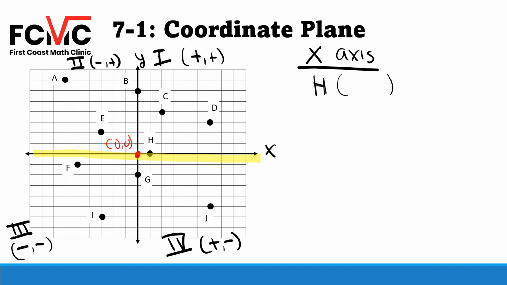So how do we get from here to point H? Well, I don't have to move up or down at all. I just have to move to the right 1. So I have to move a positive direction on my x-axis 1. Right, so here, that x coordinate is 1. And the y value is 0. So my H coordinate is 1, 0.